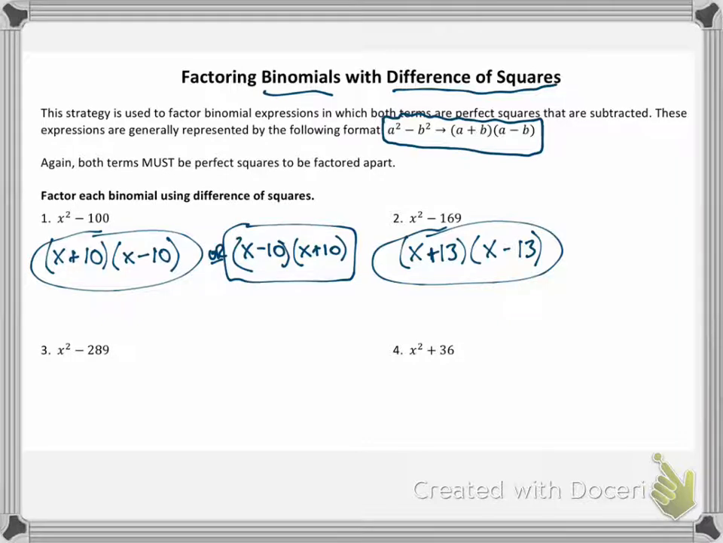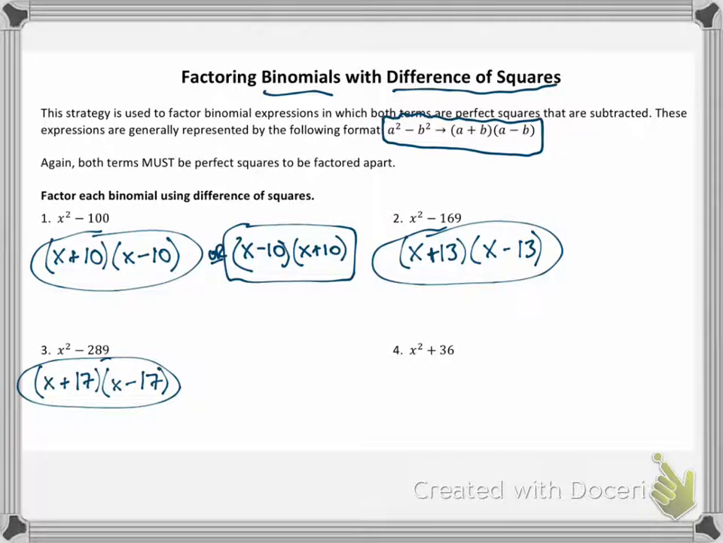Again, you want to hit the pause button here. Try number 3. See if you get what I get. Let's talk about 3. I see a minus sign. Cool. We know by this point x squared becomes x and x. 289, that is a perfect square. The square root of 289 is 17. One plus, one minus, and all done.